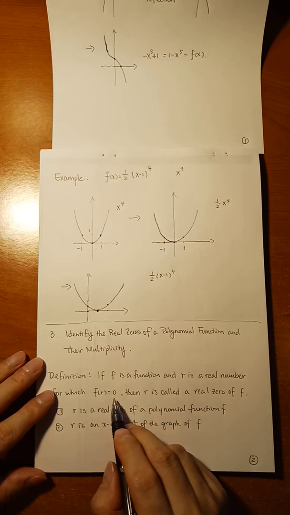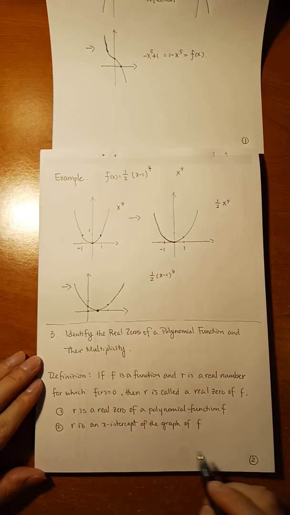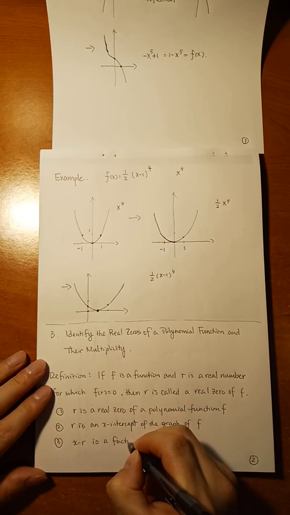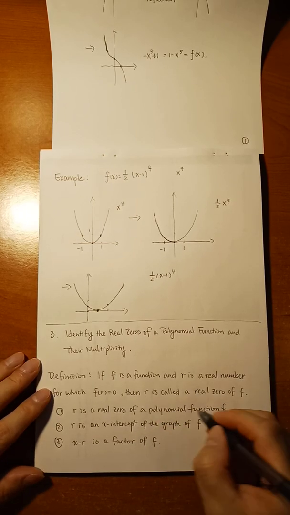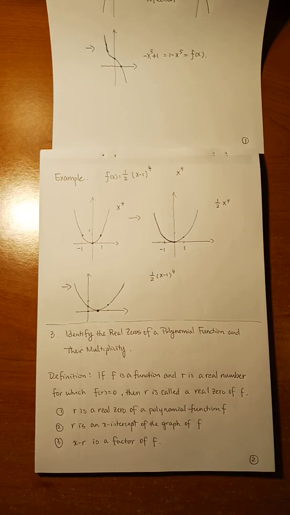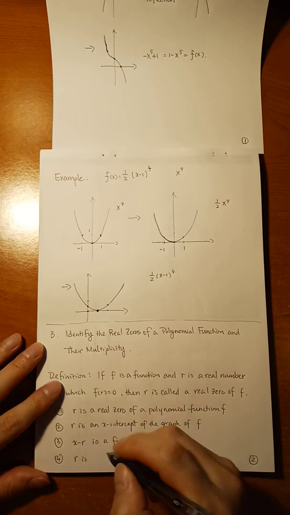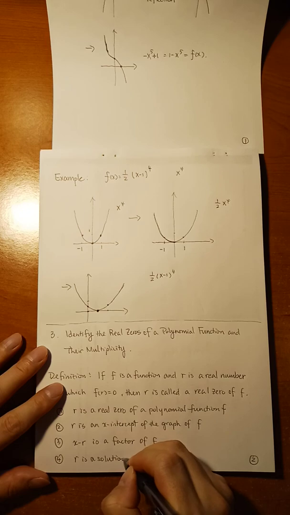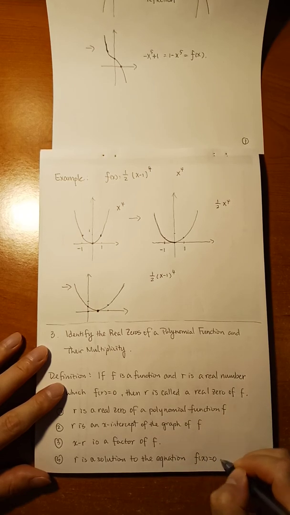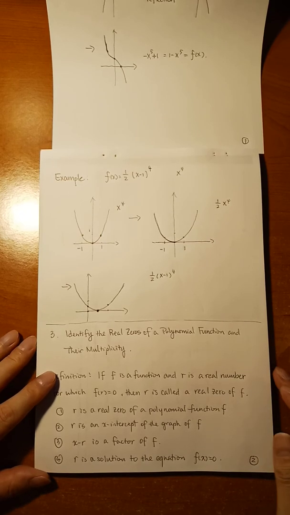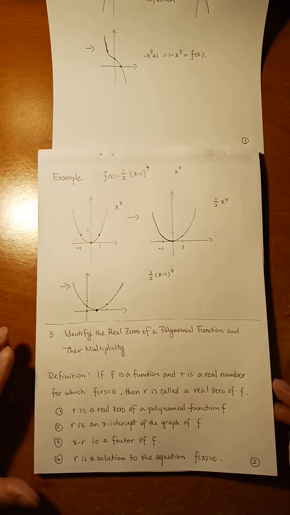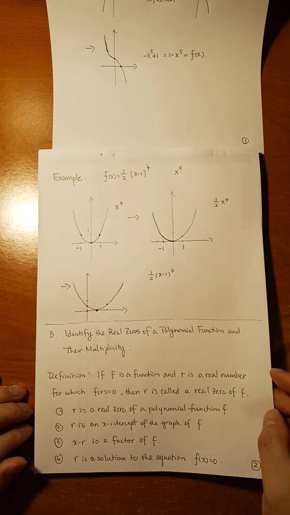Because you see, what is the intercept? Intercept means when you let y be 0, you look for the x. So r is x. So that's why it is an X-intercept. 3, x minus r is a factor of f. We're talking about polynomial functions. When x minus r is a factor, it makes this whole polynomial function 0. Okay. 4, r is a solution to the equation f(x) equal to 0. So r is a solution, r is a real zero. They just mean exactly the same thing. So you will see that zeros, solutions, intercepts, factors, they basically represent exactly the same concept.